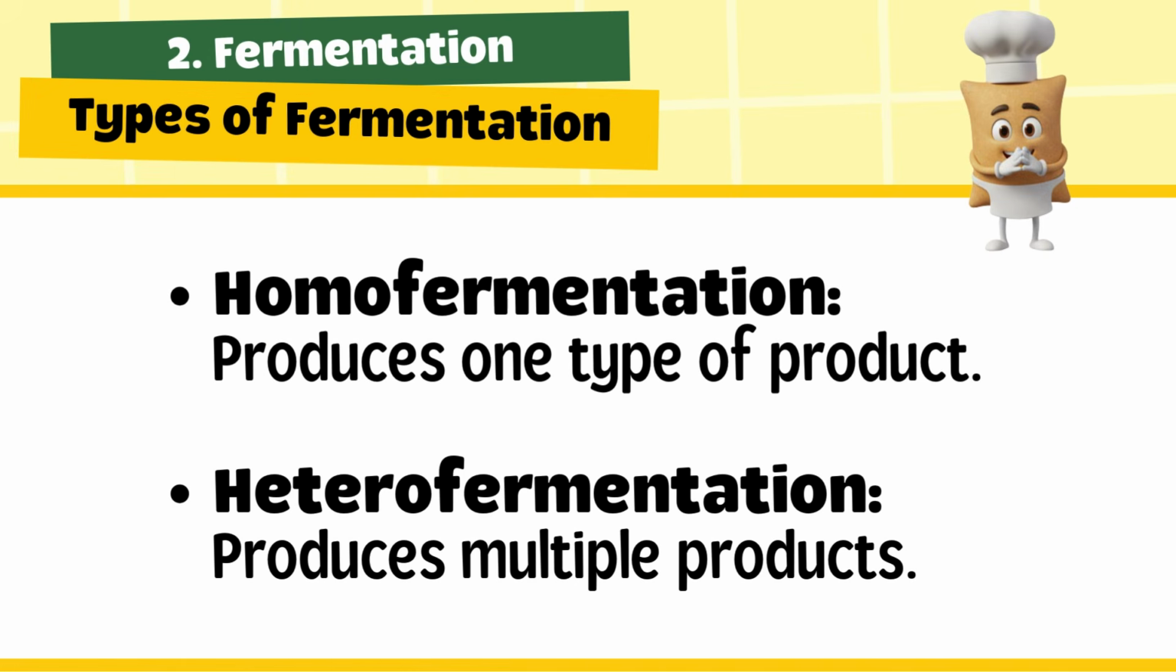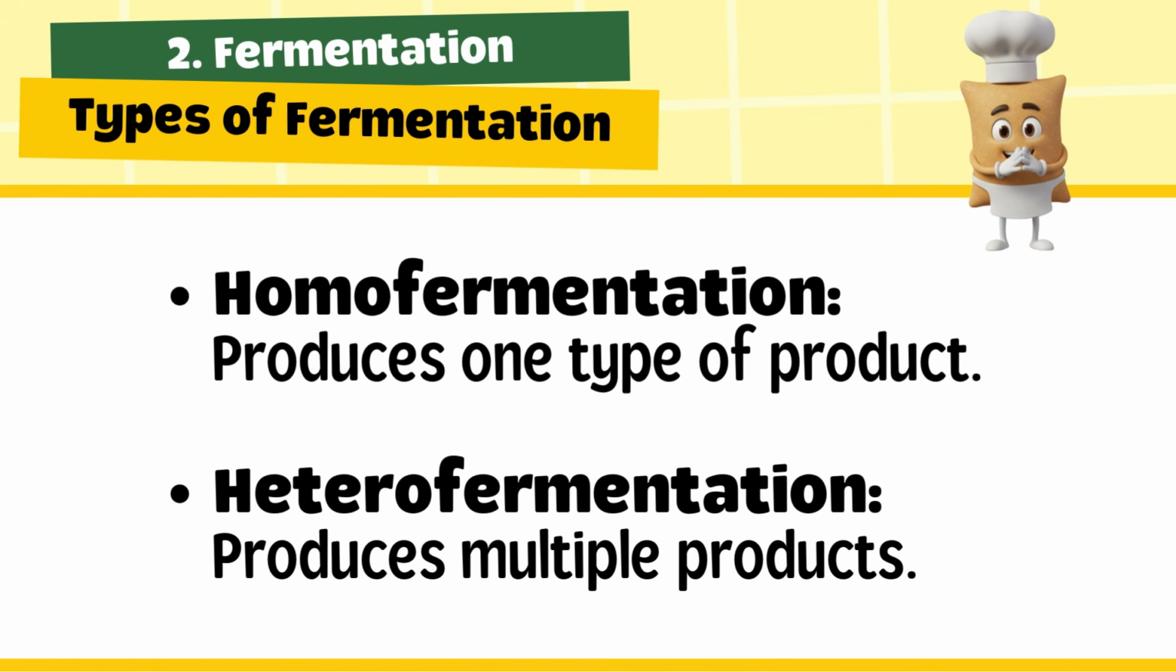Fermentation has different types. Homofermentation. Think of homo as meaning one or same. In this type of fermentation, the microorganisms are specialists. They produce only one main product. Example: lactic acid bacteria ferment sugar and produce only lactic acid. This is why things like yogurt and most types of cheese taste so consistently tangy.